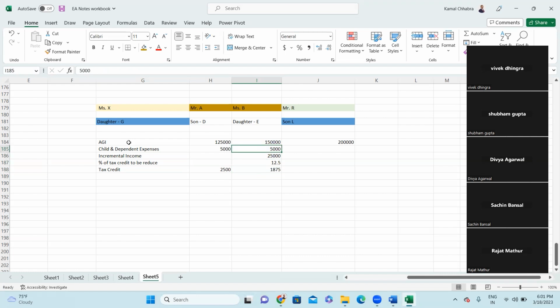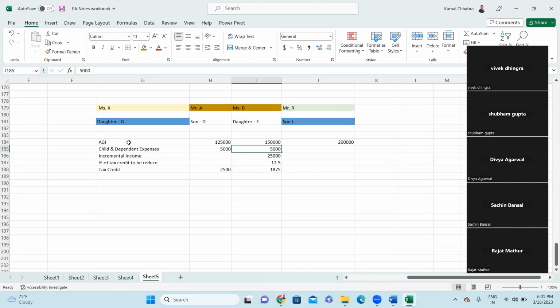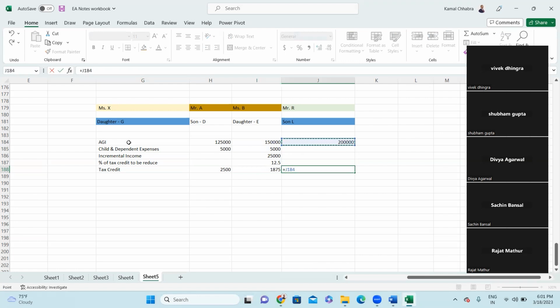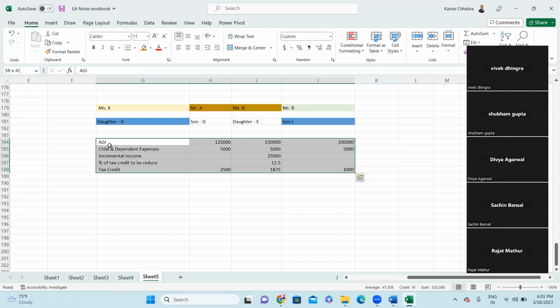And if your income is more than $183,000, then only 20% will be allowed. So here you'll be considering this multiplied by 20%. Oh, sorry, 5,000. Make sense? Yes, sir.